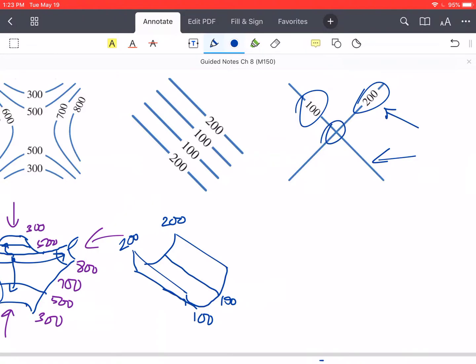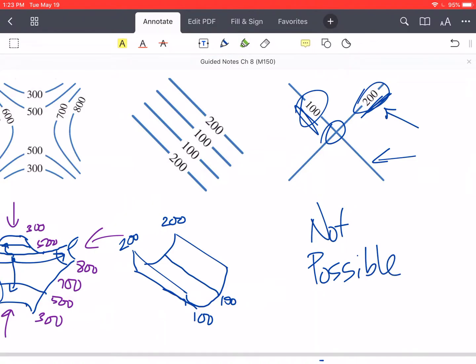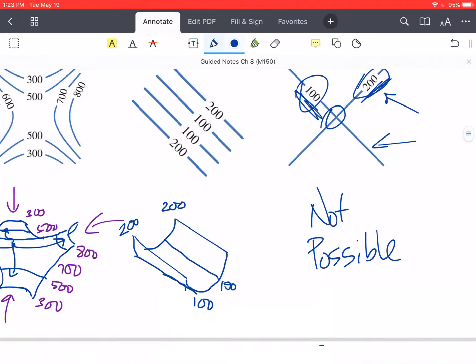The problem is right here in the middle where they meet. Somehow that point in the middle is supposed to have a height of 100 and 200 simultaneously, and that is not possible. So this one is actually not possible. This is not a valid contour diagram. So contours of different heights should never intersect each other. You can have contours of the same height intersecting each other, but contours of different heights should never intersect because that gives you a contradiction like this, where somehow this point is supposed to be 100 high and 200 high at the same time, and that just doesn't work.